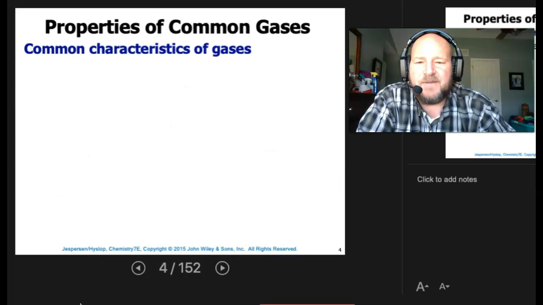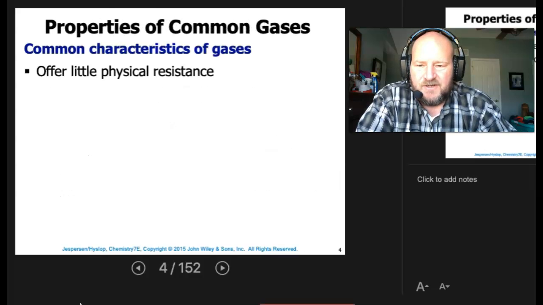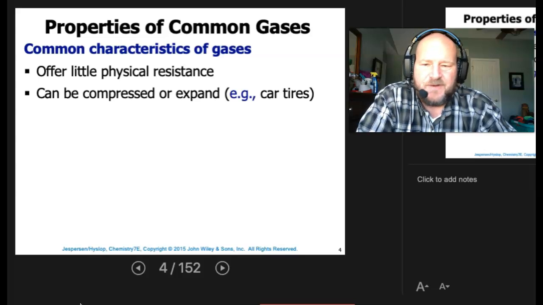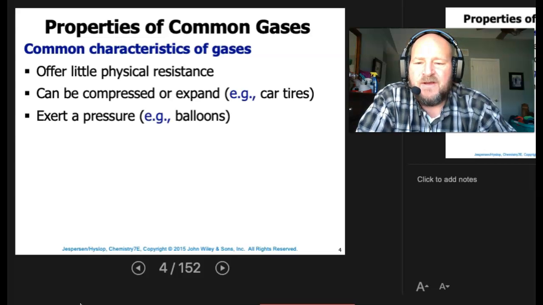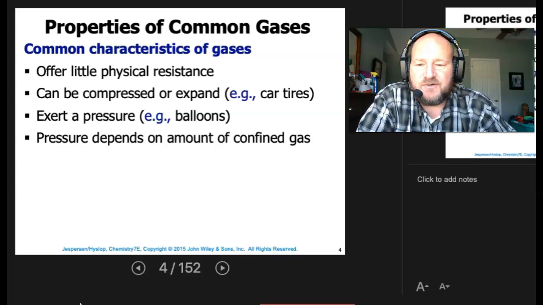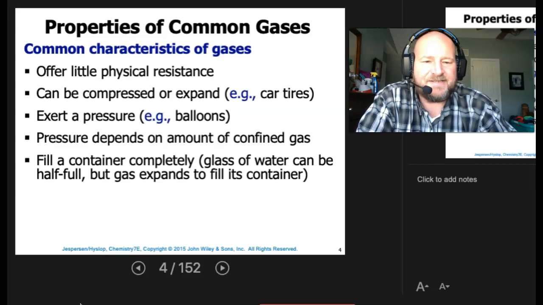So, properties of common gases. They offer little physical resistance. In other words, we can move gases around pretty easily. We can compress them. We can expand them, right? Think about your car tires. We can use them to exert pressure, so we can blow up balloons. And of course, the pressure would depend on the amount of confined gas.